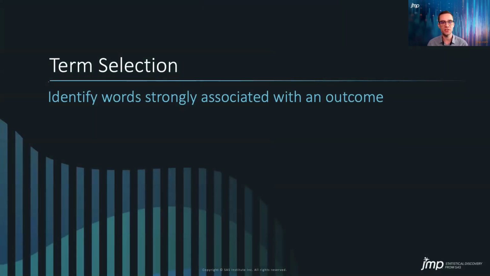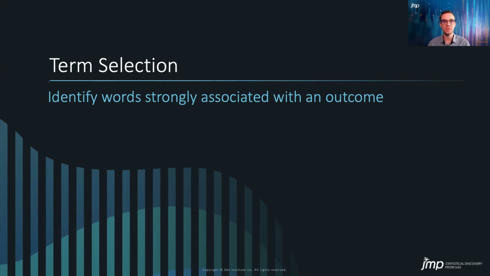As it says, term selection is all about identifying words that are associated with some outcome, that is, some other measure. For example, here we have the Beige Book report text, but we also could incorporate economic variables, for example, GDP, and see how certain terms in the Beige Book reports track with GDP, or maybe with a binary variable like whether the economy is in recession or not.